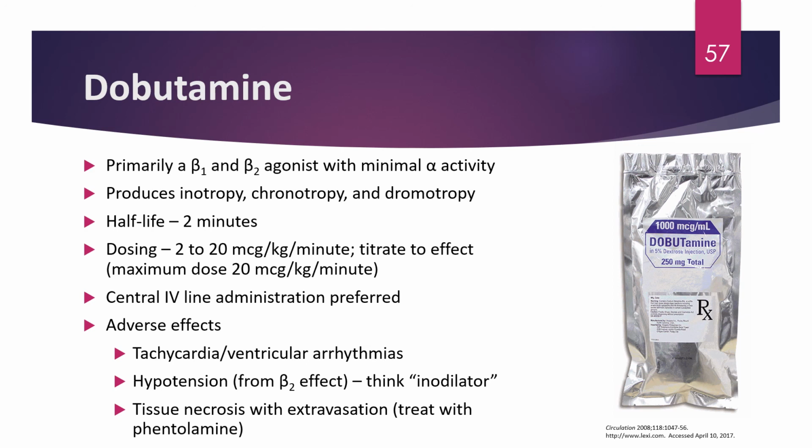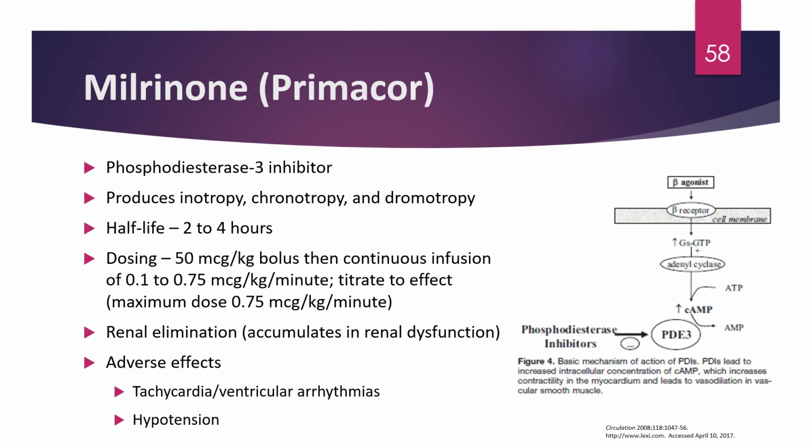We more consider this to be what is known as an inodilator. Because it activates beta-2 in the periphery, that beta-2 in the periphery actually causes vasodilation. And that's actually how we get hypotension, basically from that beta-2 component. And that's basically why we call it an inodilator, because it activates beta-1, which will contract the heart, and beta-2 in the periphery, which will vasodilate. Because it does activate beta-1, though, like a lot of our other pressor agents or vasoactive agents, you see tachycardia and ventricular arrhythmias from this, and you can also see tissue necrosis with extravasation. Treat with phentolamine, just like the other ones we talked about.